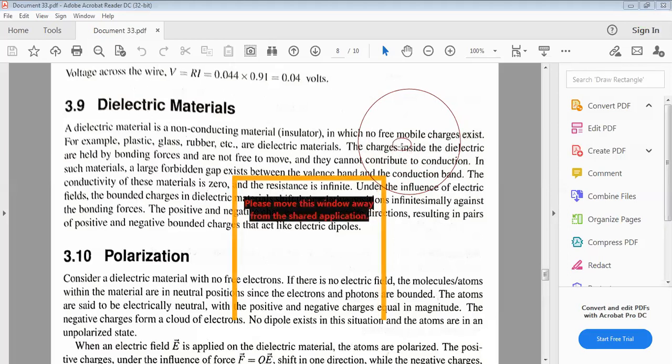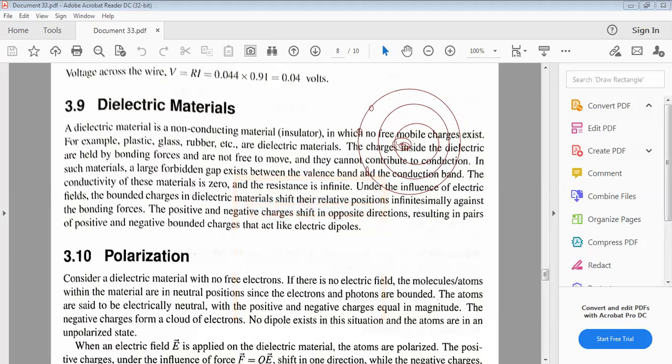The central nucleus again contains some protons and neutrons. The protons have a positive charge, neutrons don't have any charge, and electrons revolve around different orbits. Here, the outermost orbit electrons are tightly bonded to the central nucleus.